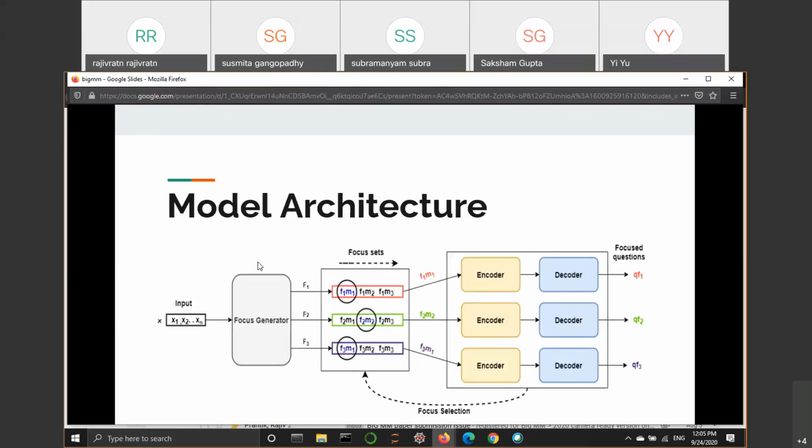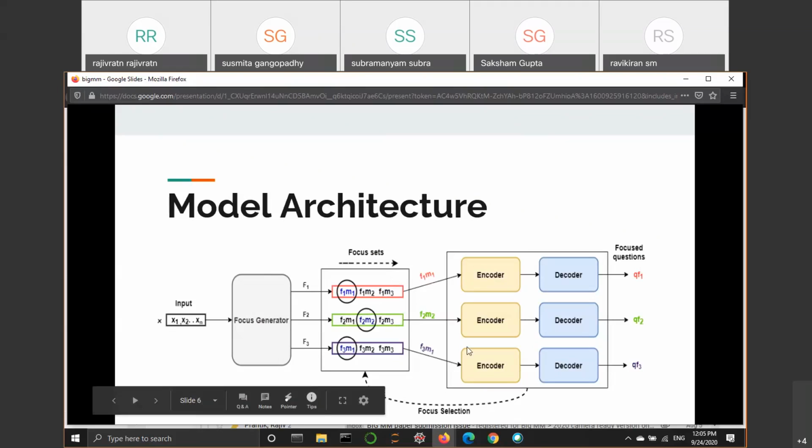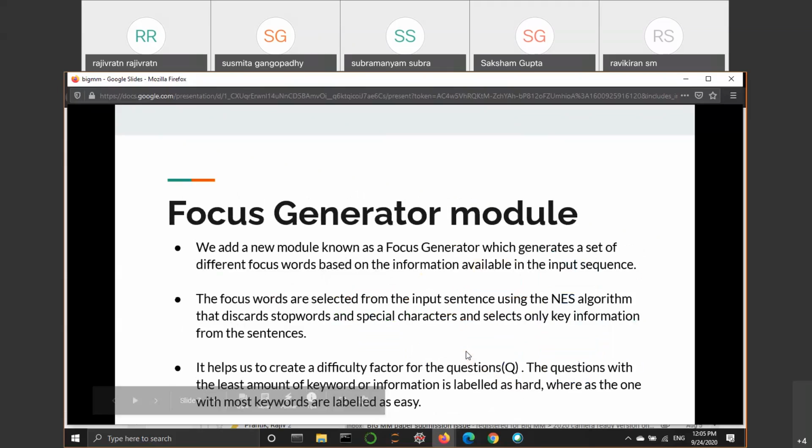So after this, I would like to pass on to my colleague Ravi. Ravi, are you there? Yeah, Sushmita, thank you. Hi, everyone. I'm Ravi Kiran. So I'll be talking about the model architecture. Sushmita, you can go back to the previous slide, please.